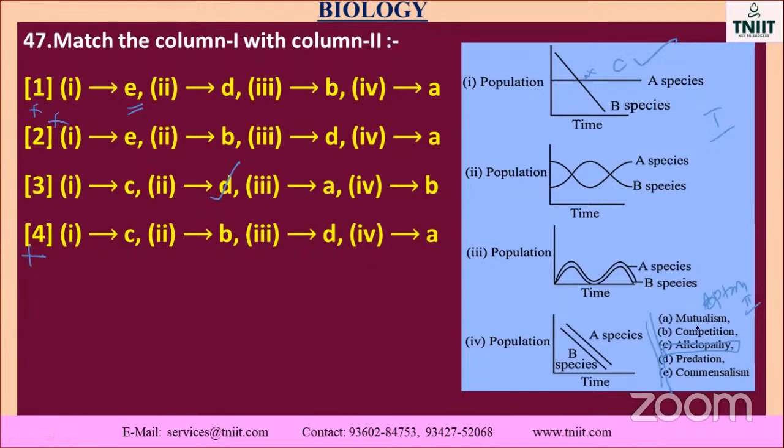See, A is mutualism. Both are beneficial. Both species are beneficial only. So this is the correct one. Already you know about it. The last one is the B.